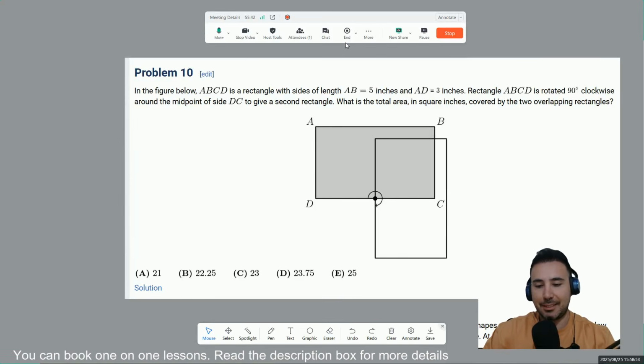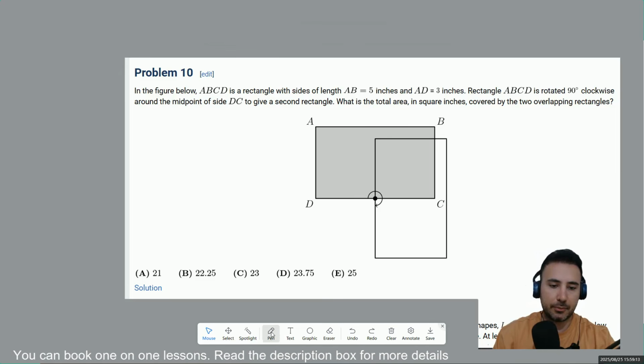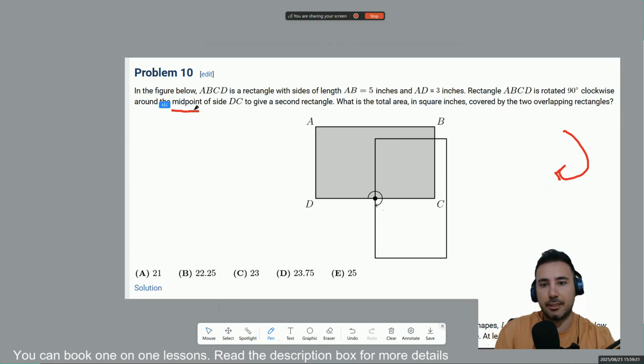Okay, problem 10 is the first confusing problem of AMC8 this year. Let's go and read it and deal with it. In the figure below, ABCD is a rectangle with side lengths AB 5 and AD 3. Rectangle ABCD is rotated 90 degrees clockwise, right? Clockwise means it's going like a clock. Counterclockwise would be the opposite of this, but we're going to go like a clock, okay? Around the midpoint, this is very important, of side DC to give the second rectangle.